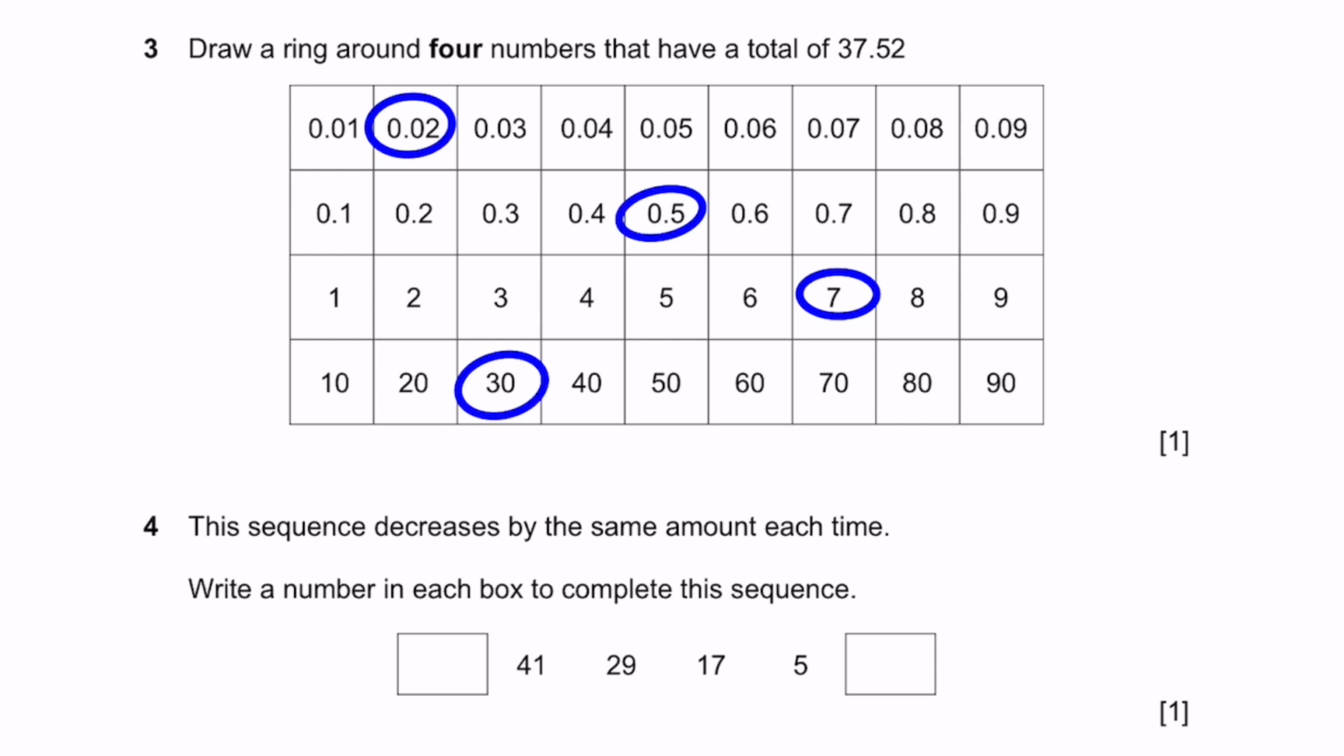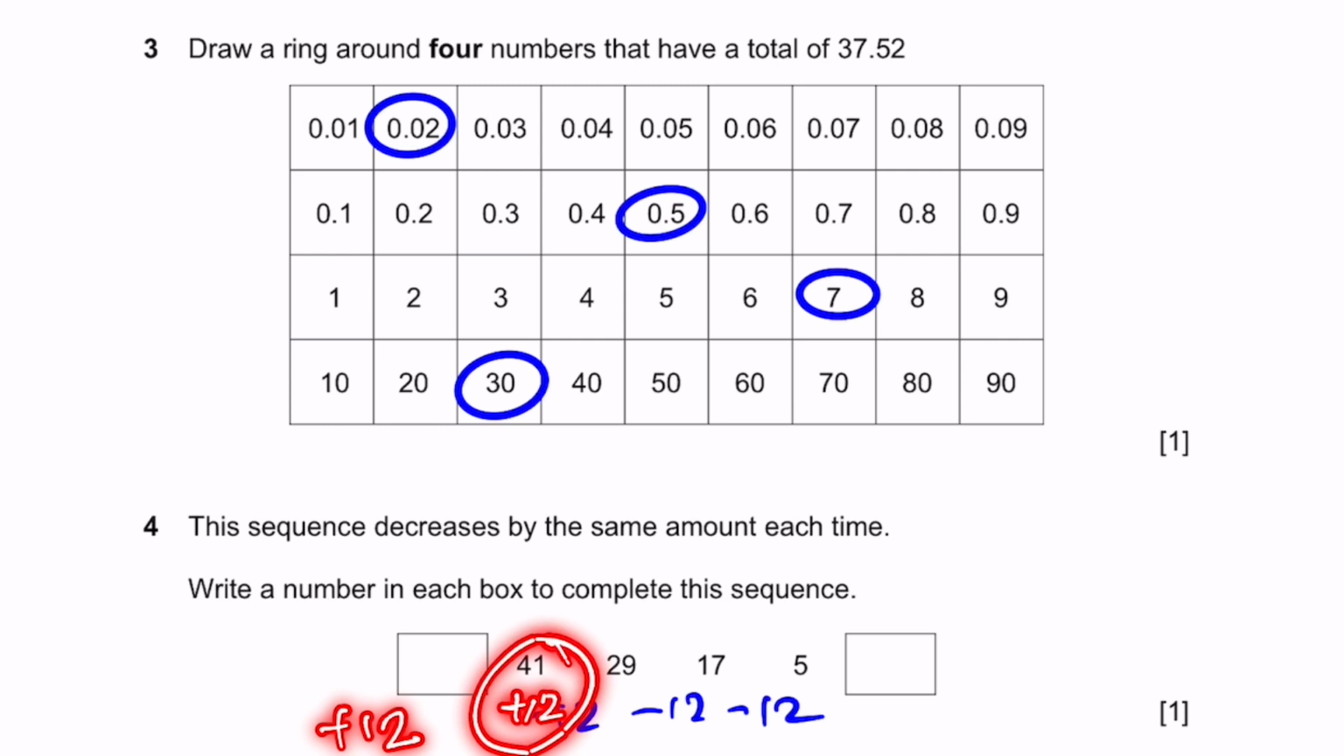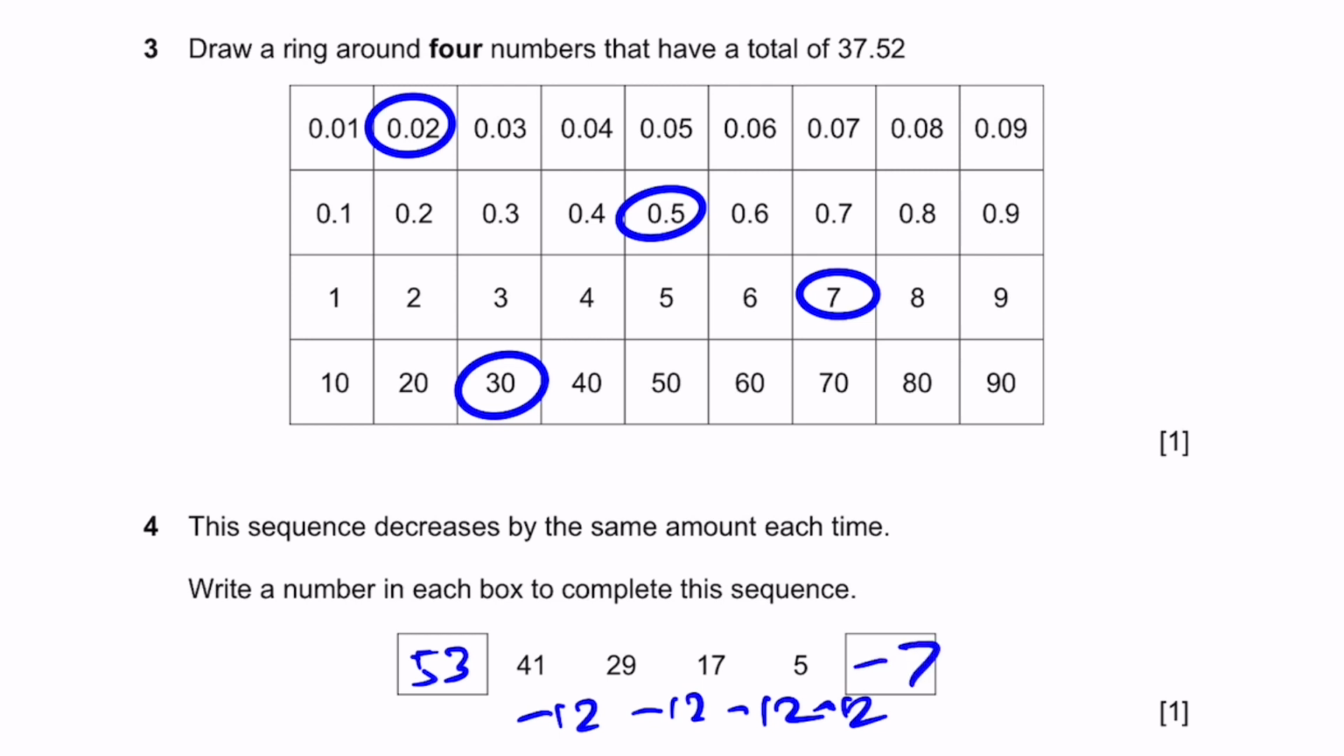Question 4. This sequence decreases by the same amount each time. Write a number in each box to complete the sequence. We can see that every term we subtract 12 to get the next term. So this term is something minus 12 is 41. So add 12 to both sides. That means the term is going to be 41 plus 12, or in other words, using inverse operations, 53. Now after 5, so 5 minus 12 is going to be the next term, and that's simply negative 7.